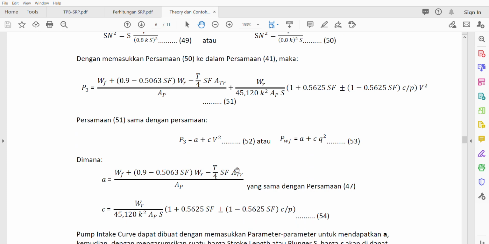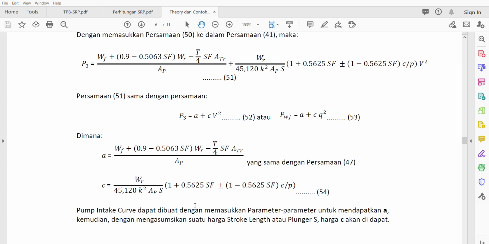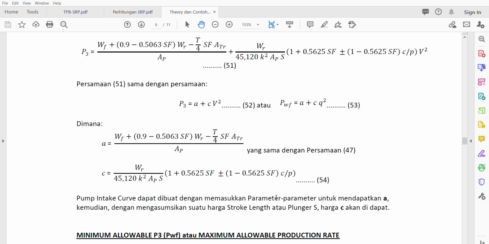Where A is the same as the first equation, and C is this long whole thing with a certain s. Then the pump intake curve can be constructed to get an A, and then we assume a stroke length, the S, the length of the chamber, the pump barrel. So we end up with a certain C, and we will be able to make the pump intake curve.